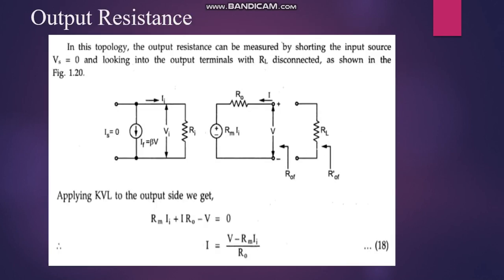Next is the output resistance. Here the input is a current, so I have to open circuit this current source, IS equal to 0, and then disconnect the load resistance RL to find the R0F dash.